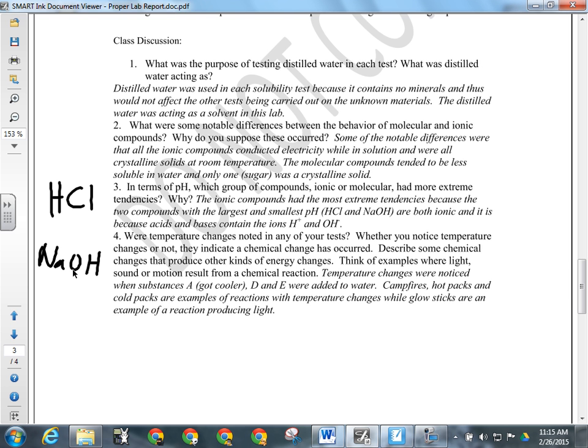Describe some chemical changes that produce other kinds of energy. Well, a campfire produces heat. A glow stick, when you snap them, produces light. Explosions produce sound and expanding gases. Things like that. Those are all forms of energy. Does that make sense?